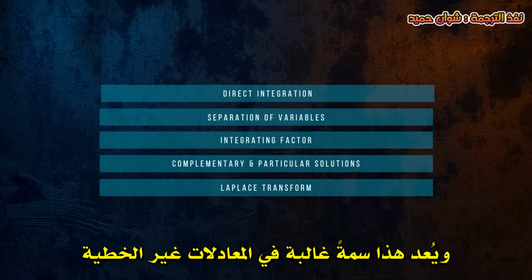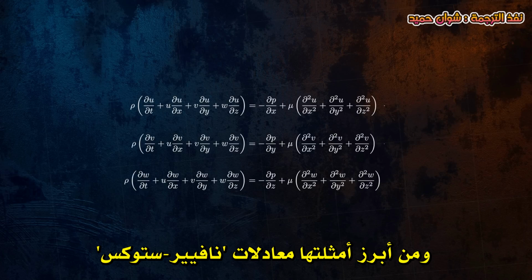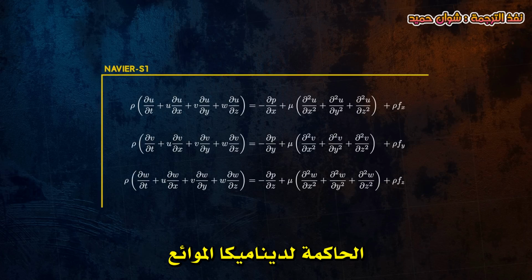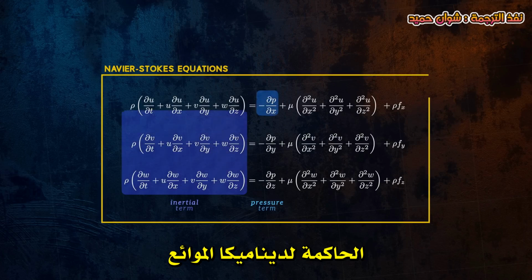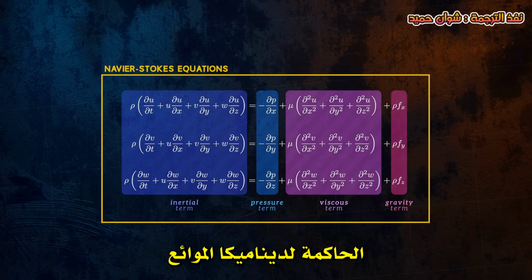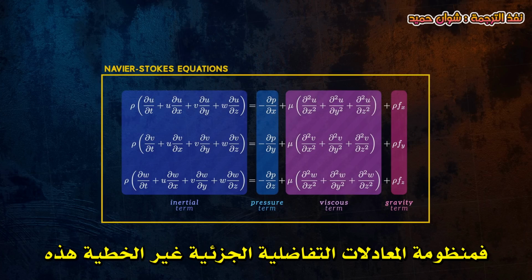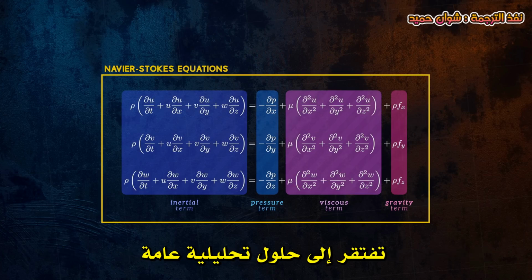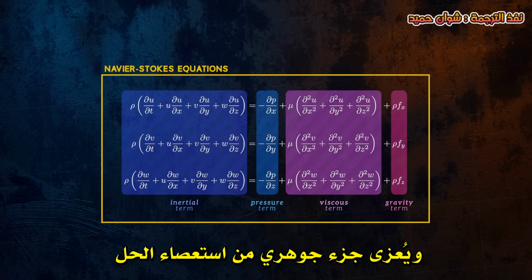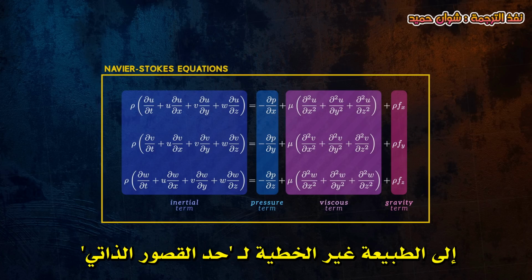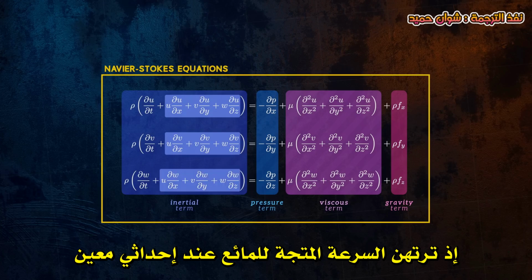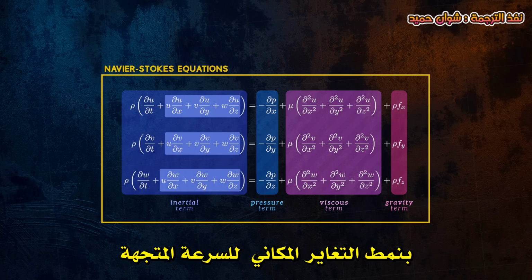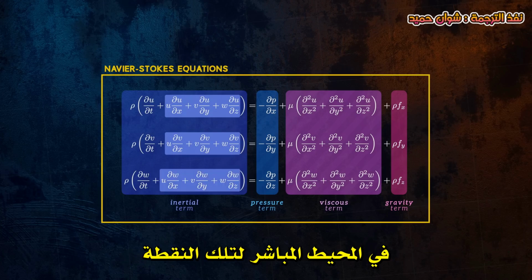This is often the case for nonlinear equations. A well-known example is the Navier-Stokes equations, which describe the motion of fluids. This system of partial nonlinear differential equations has no analytical solution. Part of the reason it's so difficult to solve is the nonlinear part of the inertial term, where the fluid's velocity at a point depends on how the velocity varies spatially around that point.